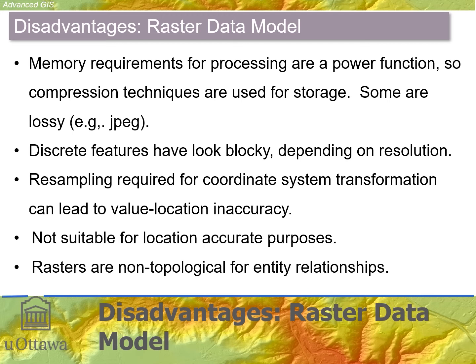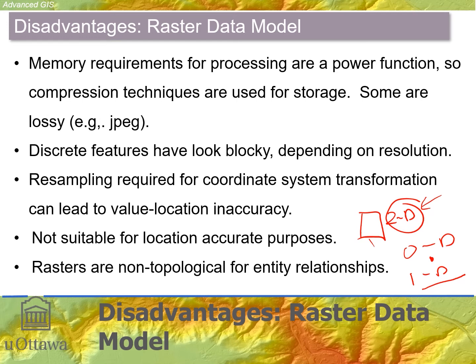Because rasters all use cells, which are two-dimensional, they are not good for location-accurate purposes. Anything that requires location accuracy should be done using vector points, vector lines, or vector polygons. Because whatever you represent in a raster becomes two-dimensional. So even a zero-dimensional point, 0D point, or a one-dimensional line, these become two-dimensional things in a raster when they're represented as a discrete set of cells.